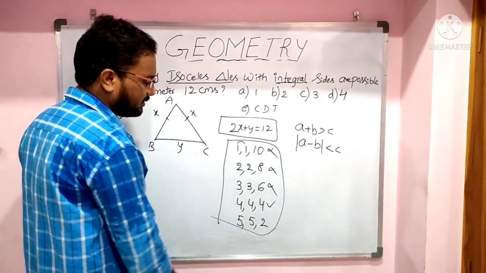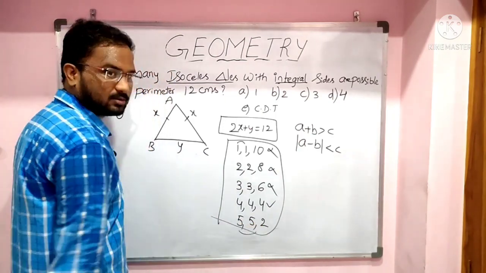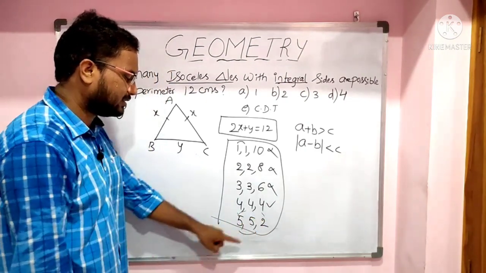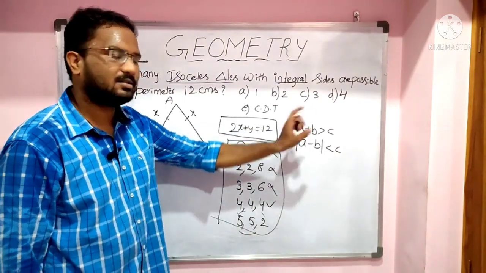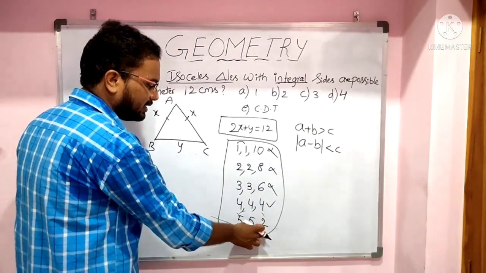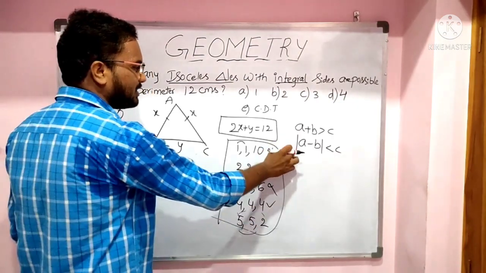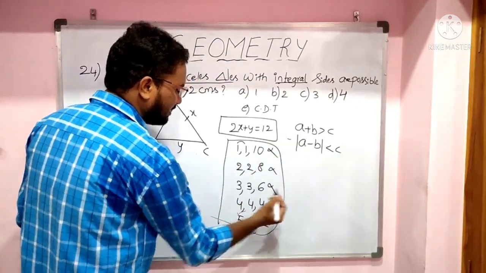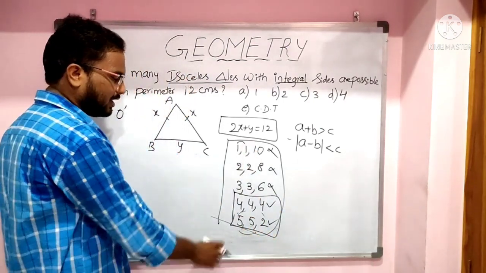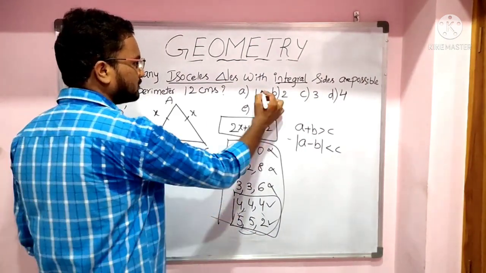And then next one, 5, 5, 2. Here the sum of these two sides is 10. 10 is greater than 2. And the sum of these two sides is 7. 7 is greater than 5. So the relation that the sum of two sides should be greater than the third side is satisfied. And the difference of two sides, 5 minus 2, is 3. 3 is less than 5. And 5 minus 5 is 0. 0 is less than 2. So this relation also is satisfied. These two pairs satisfy the triangle condition, and both are isosceles triangles. So the answer is 2.